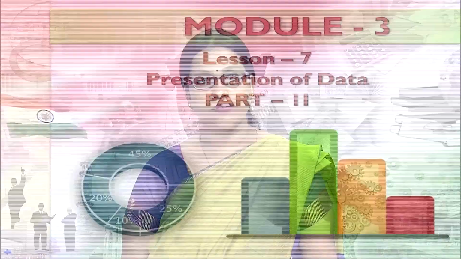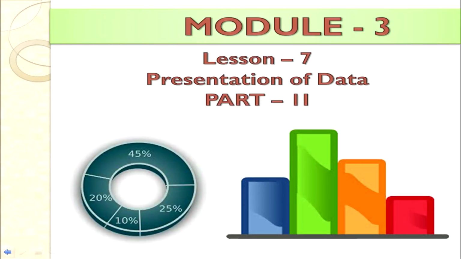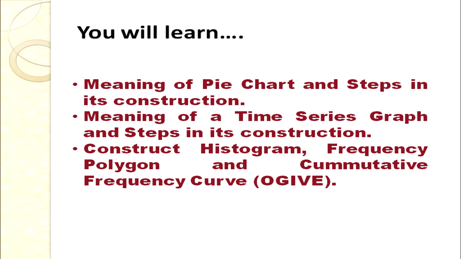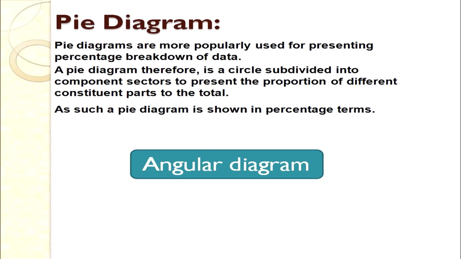Today we are going to discuss Module 3, Lesson 7, Presentation of Data, Part 2. In this module, we are going to discuss the pie chart and the steps in its construction. Then we are going to discuss the time series graph and the steps in its construction. Thereafter, we are going to learn about the construction steps of the histogram, frequency polygon and cumulative frequency curve. So, let us start with the class and discuss the pie diagram.